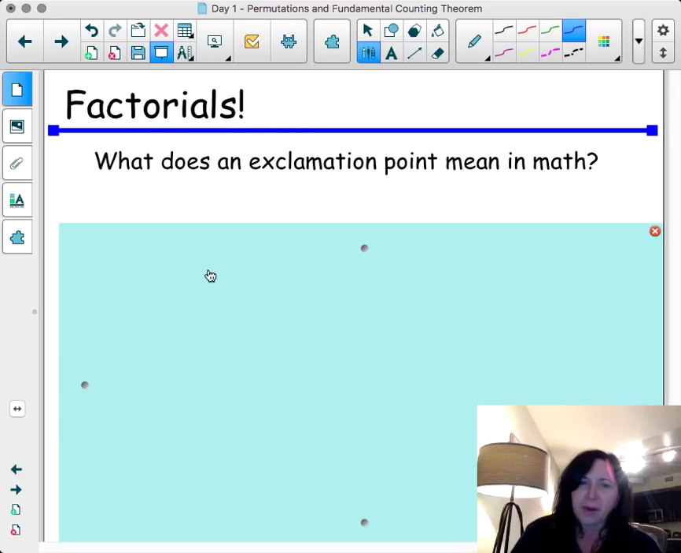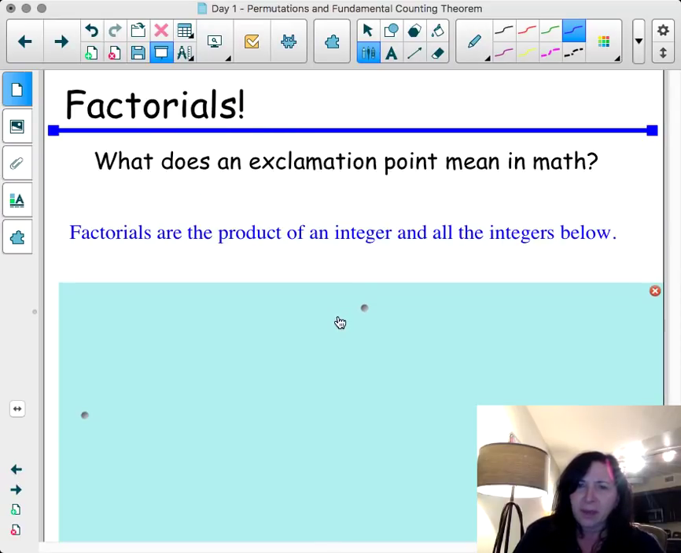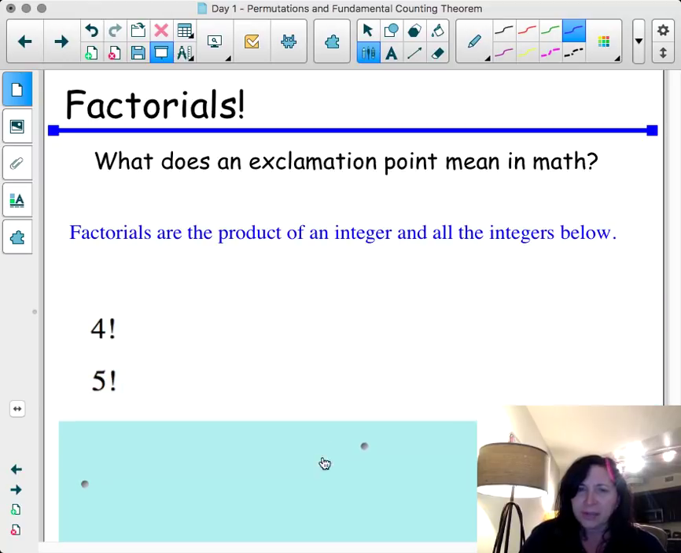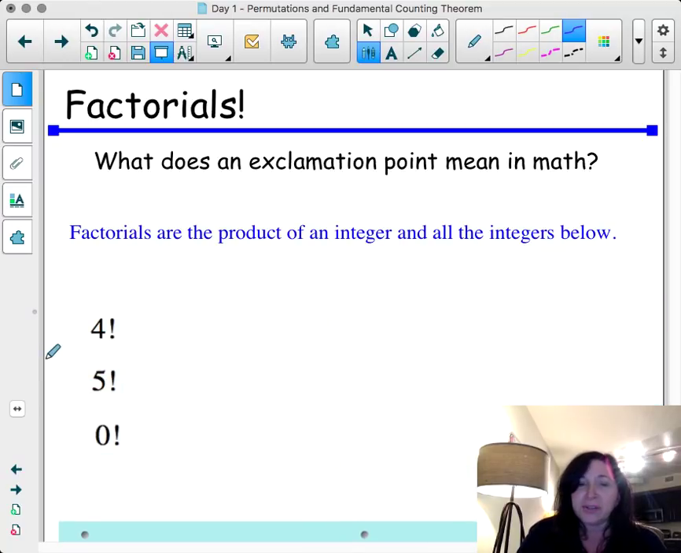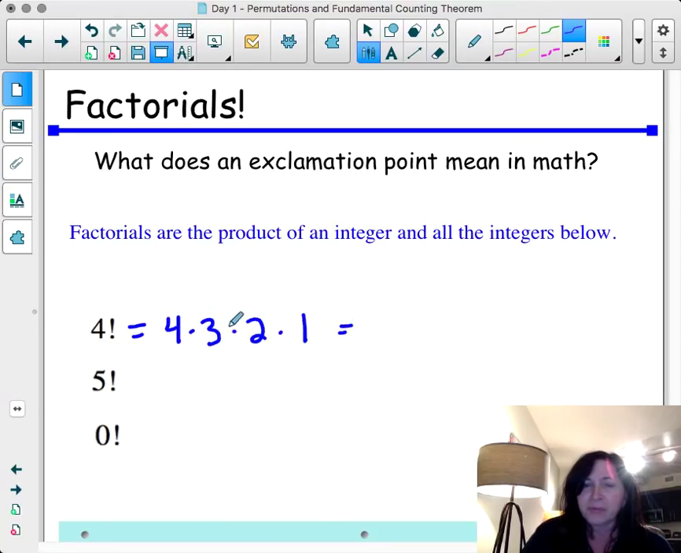And this talks about our exclamation point. What does it mean? Factorials are the product of an integer and all the integers below it. So there's your decreasing factor. So if I was thinking about 4 factorial, I would start off with 4, because you always start with the number here, and then you would decrease by 1. So 4 times 3 times 2 times 1. And 4 times 3 is 12. 12 times 2 is 24.